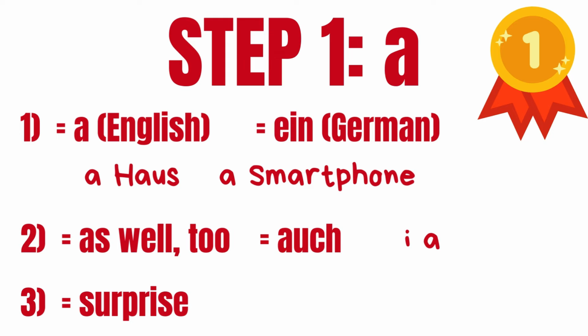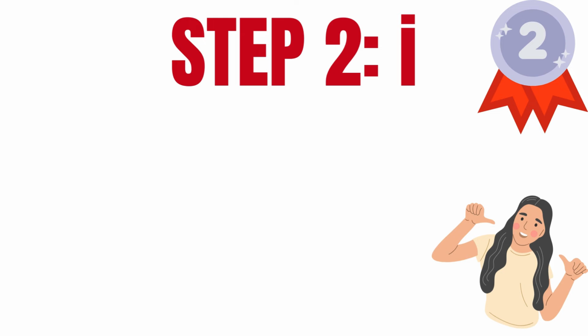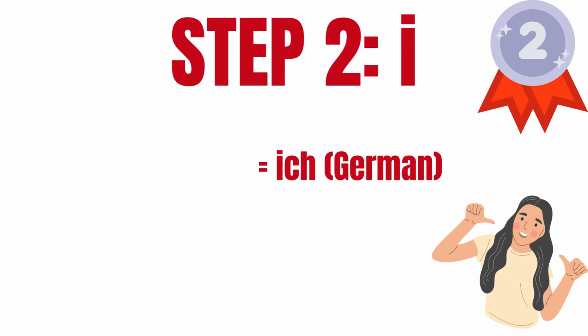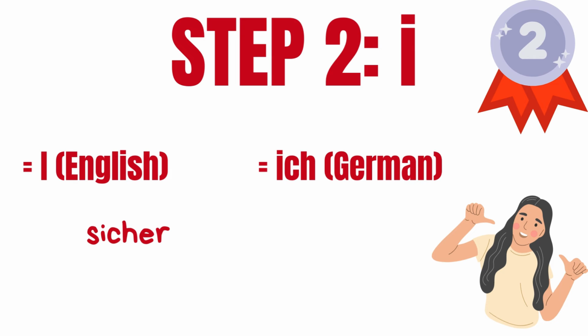Now let's turn to our second step. I. I means ich in Standard German and I in English. The spelling is the same in English and Austrian German, but the pronunciation is different. You also find it in words like sicher, sure, or bissl, a little bit.